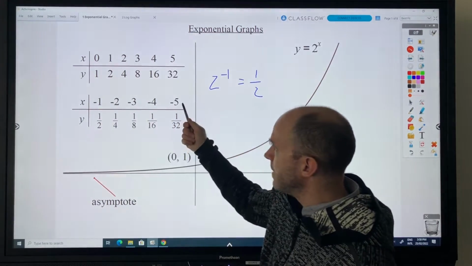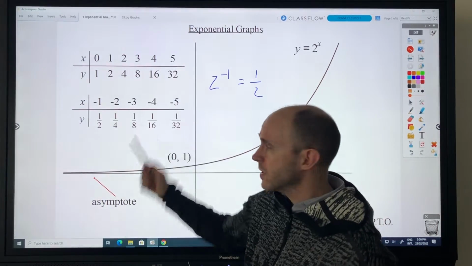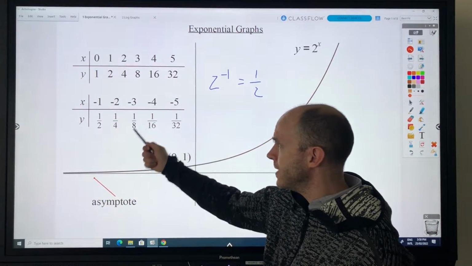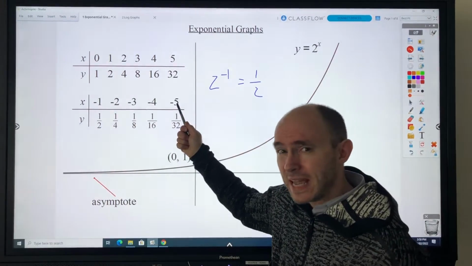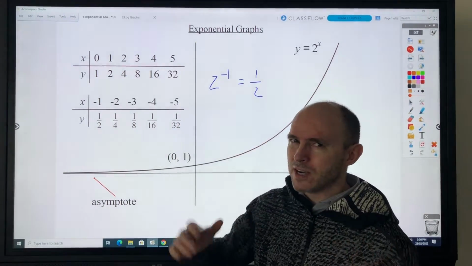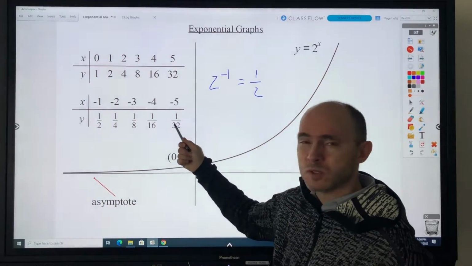So for these negative values, notice you get the same numbers appearing, but they're reciprocals, okay? So 1/2, 1 over 4, 1 over 8, 1 over 16. So as the x values get larger but negative, if you can put your mind around that one, okay? Larger but negative, these values are getting smaller, smaller, smaller.